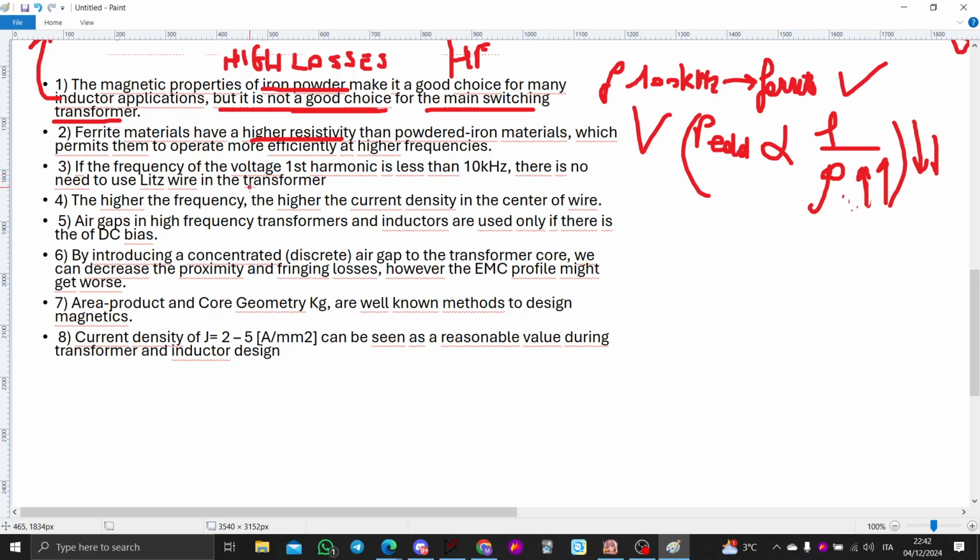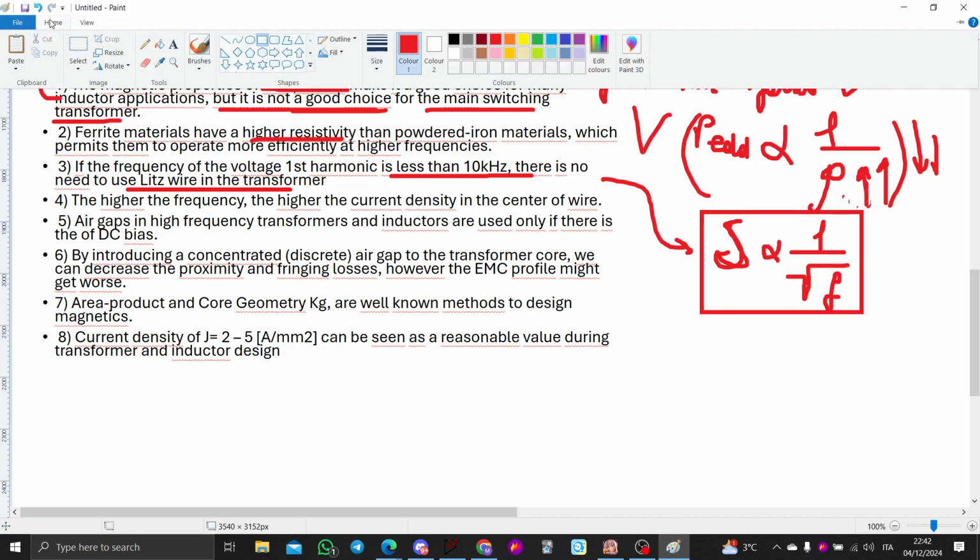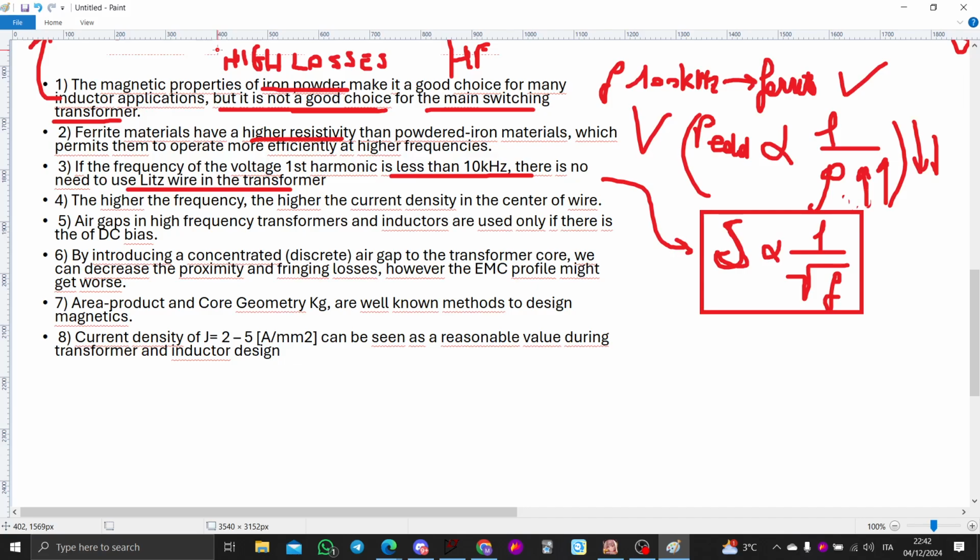If the frequency of the voltage first harmonic is less than 10 kHz, there is no need to use the Litz wire in the transformer. True, because the skin depth delta is proportional to 1 over the square root of f. You have to remember this. And this is negligible when the frequency is less than 10 kilohertz. So this is true, and the Litz wire is not necessary.